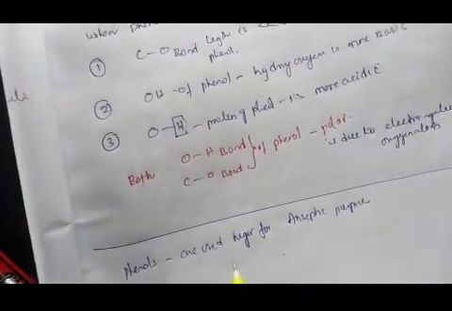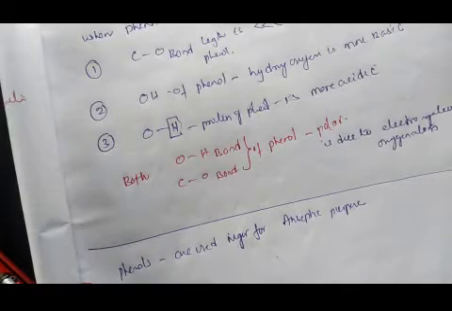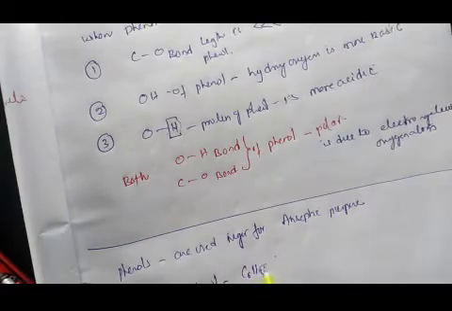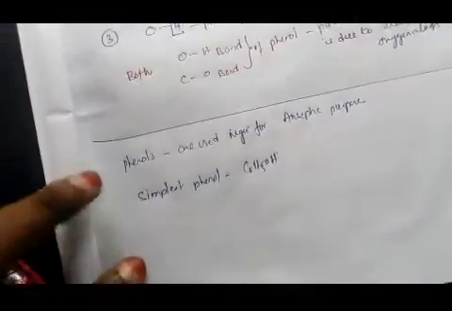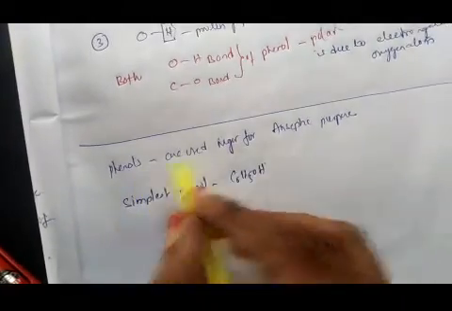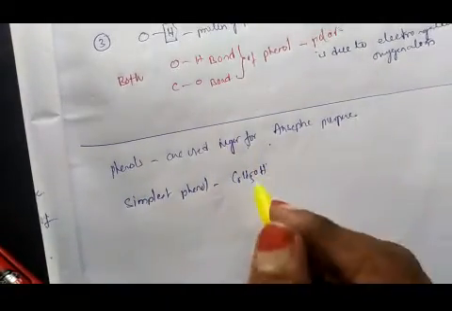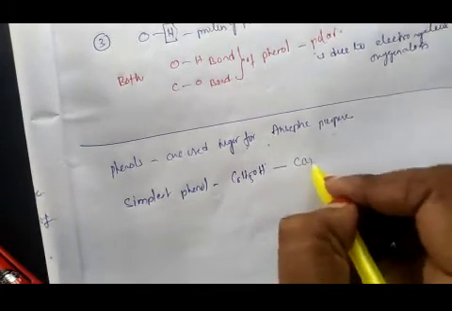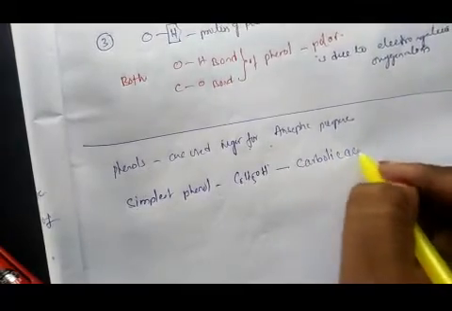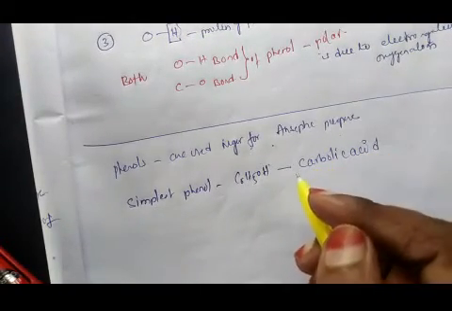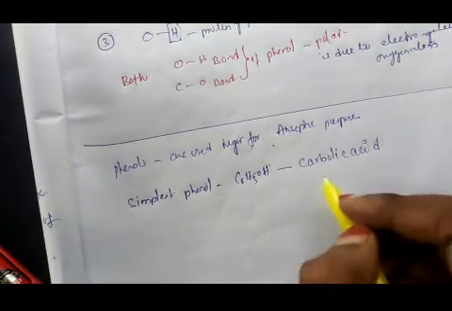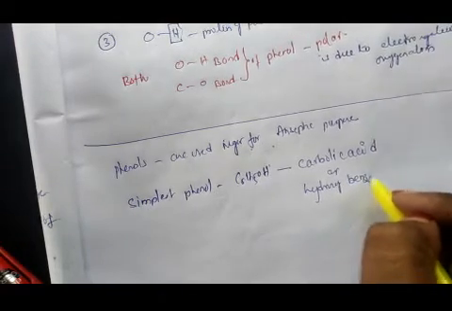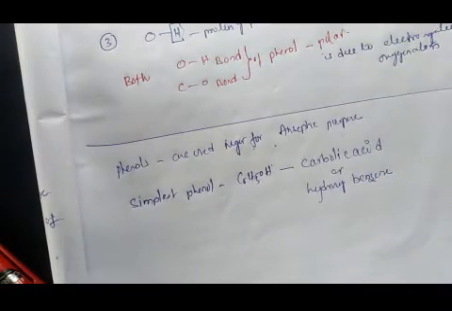The simplest phenol is C6H5OH. Phenols are used majorly for antiseptic purposes. It is commonly called carbolic acid, and also called hydroxybenzene.